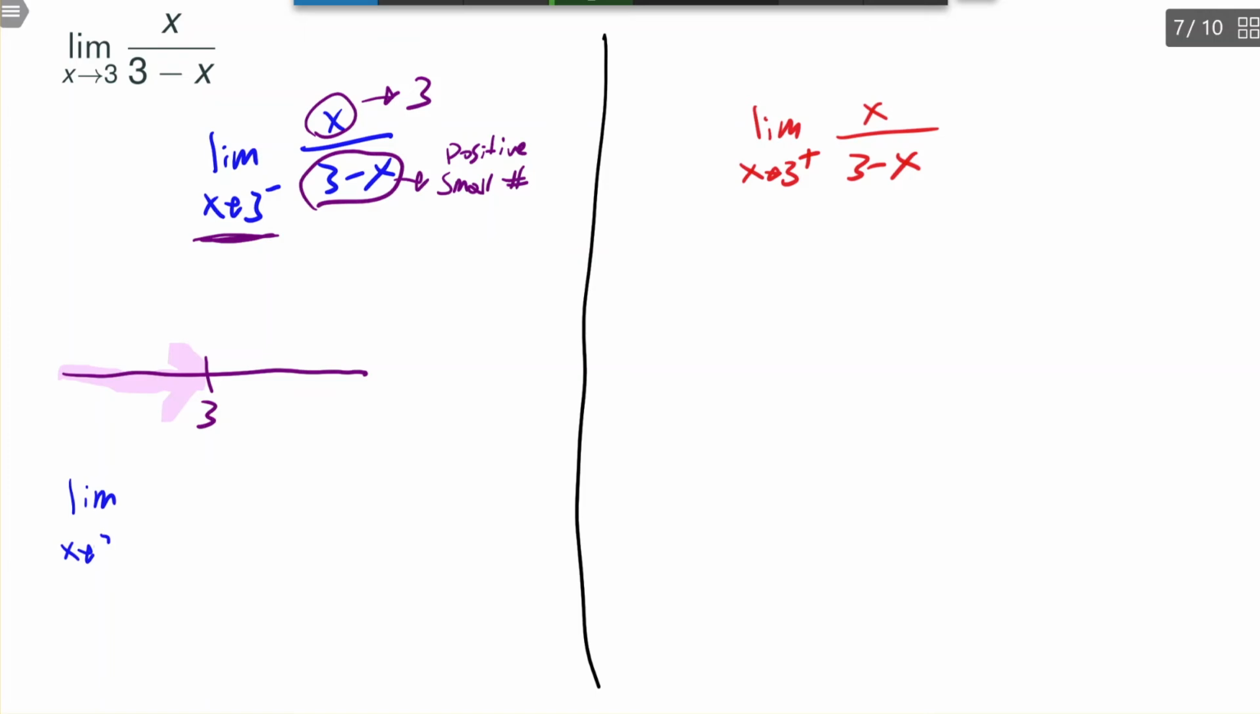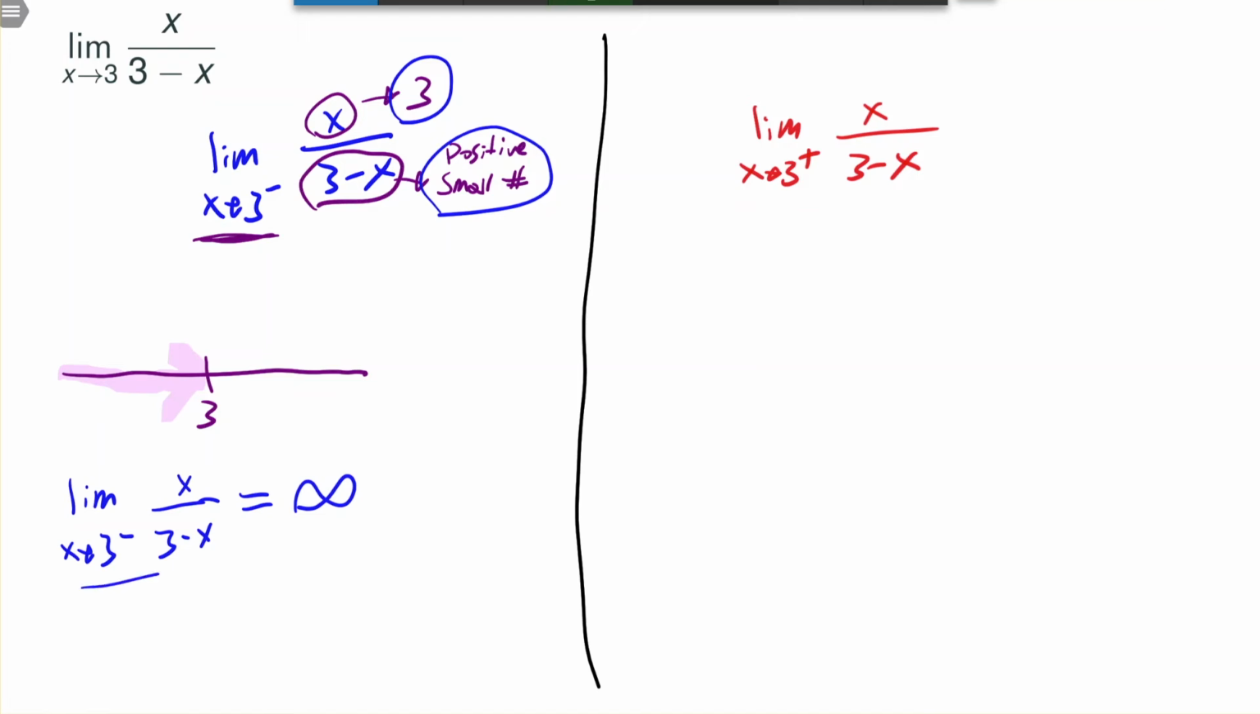As the limit goes to 3 from the left side, x over 3 minus x is approaching positive infinity, because 3 is infinitely bigger than this very small number. So it approaches positive infinity. So that's from the left side.